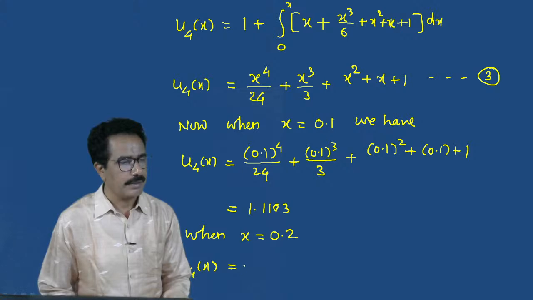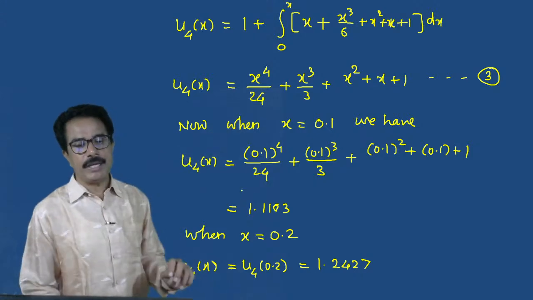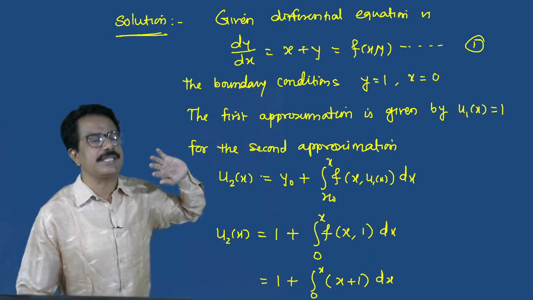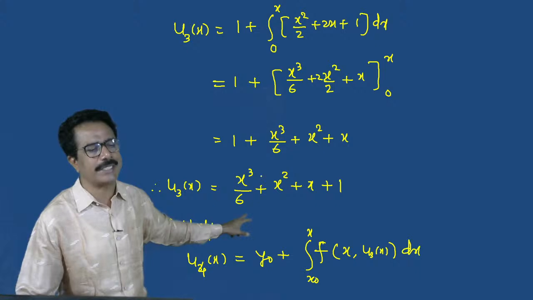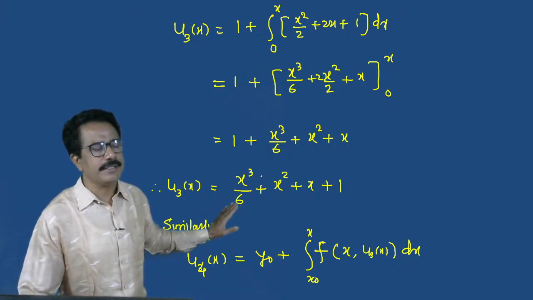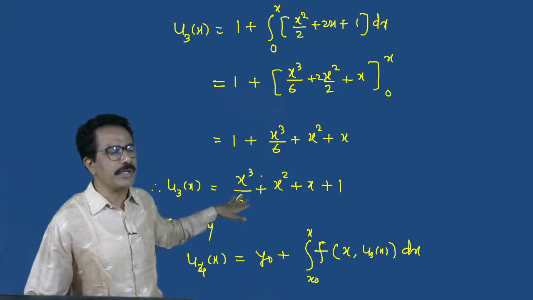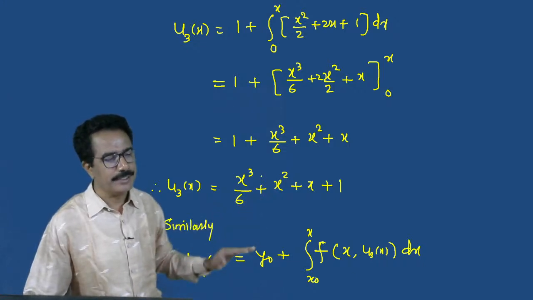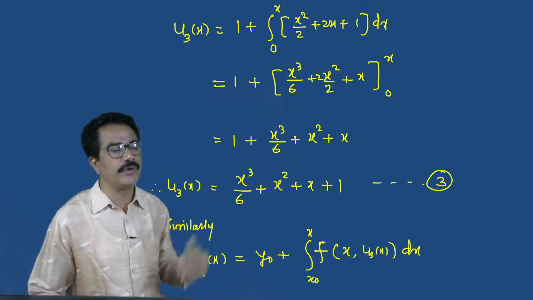That is u4 of 0.2, which will be 1.2427. Now we have to compare this with the exact value. This much of the problem is needed, up to here is sufficient. But remember, in the exam, they do not ask more than that. In the exam, we only have to calculate up to u1, u2, u3. The remaining part is not asked in the exam. So I have calculated the extra part for the exact value. Actually in the exam we can ask only the 3 iterations, that is u3 of x is equals to this. This is the last answer, but you can similarly calculate u4, u5 in this way.